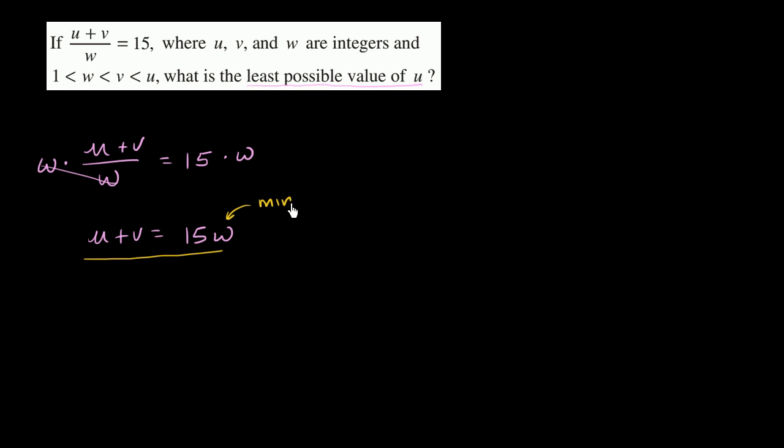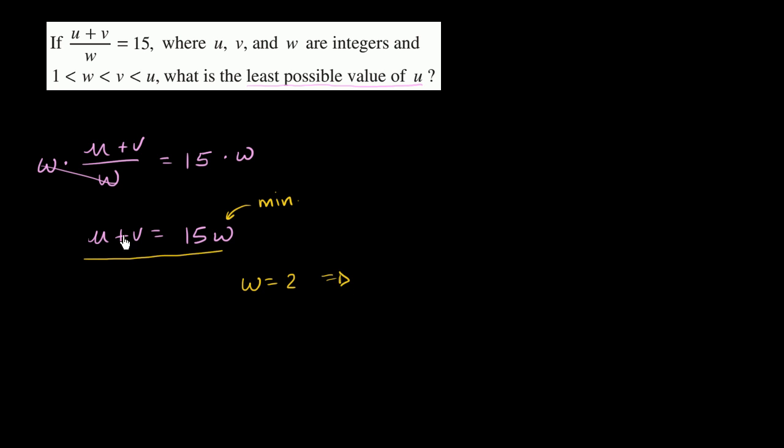We really want to minimize w here because, one, that makes sure that this constraint isn't that constraining on u and v. And the other element of it is, then the sum of u and v can be the smallest possible number right over here. So what's the minimum value for w? Well, w has to be an integer greater than 1. So the smallest integer greater than 1 is 2. So let's set w equal to 2.